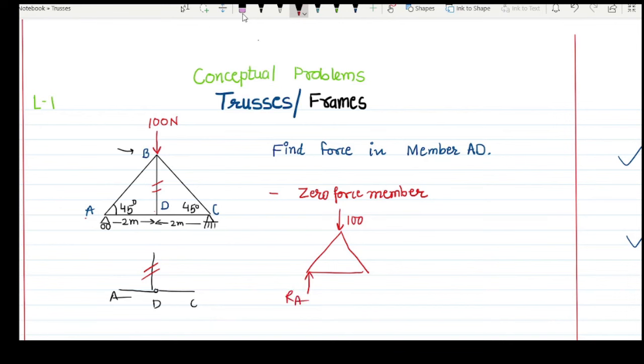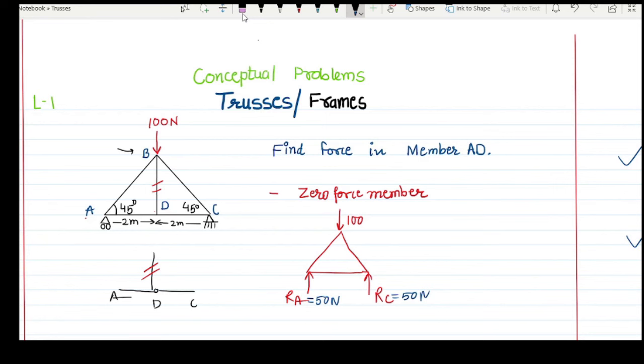Let this be RA, and the reaction at this other support be RC. There will not be any horizontal reaction because the force is only in the vertical direction and the forces are symmetric. I can simply say that it is going to be distributed in these two vertical forces, 50 Newton and 50 Newton. If you have a doubt in this step, you can go back and watch my other videos on trusses. Or simply, it is a symmetric situation, so both the forces will share equally.